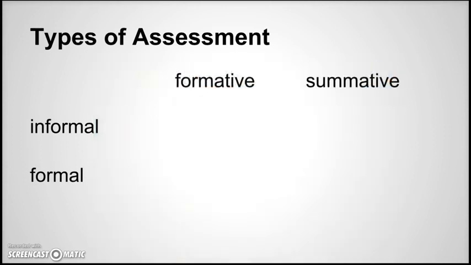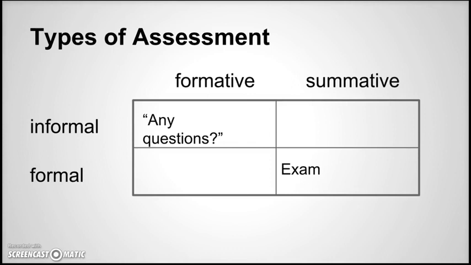Looking at all four possible combinations, we've got examples for two of them, but these aren't the only possibilities. There are other methods of informal formative assessment and formal summative assessment. Informal summative assessment can take the form of a chat with the instructor, one-on-one, or the entire class, after the conclusion of a unit or project.